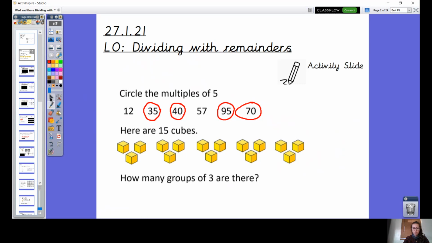There are 15 cubes. This was your next question. How many groups of 3 are there? Well, we can see they're grouped into 3s already. I won't circle all of them, but there are 1, 2, 3, 4, 5 groups of 3. However you wrote that down, give it a tick if you got that right.